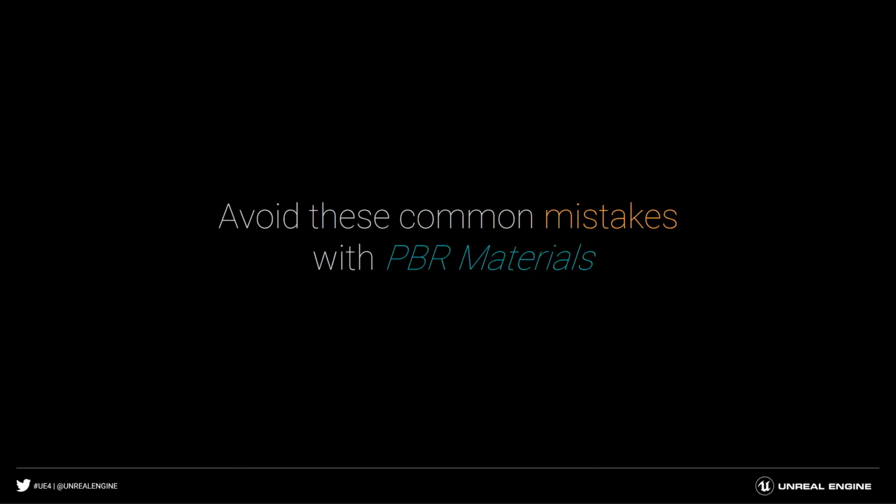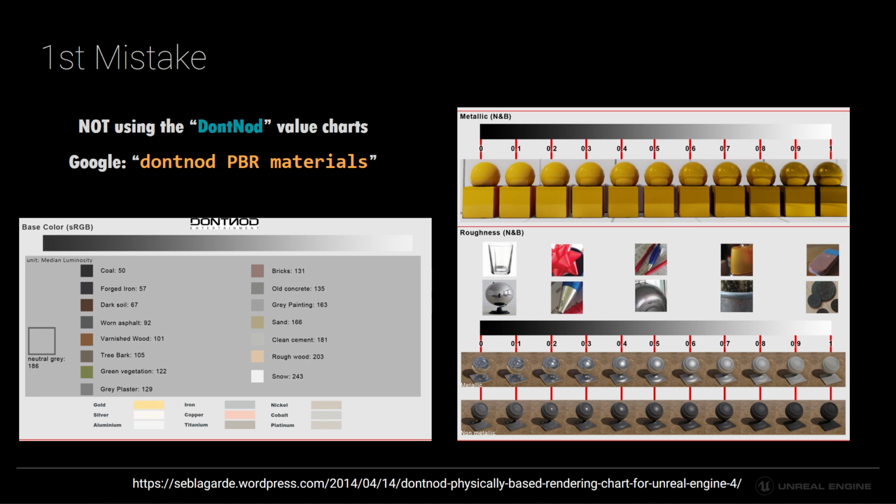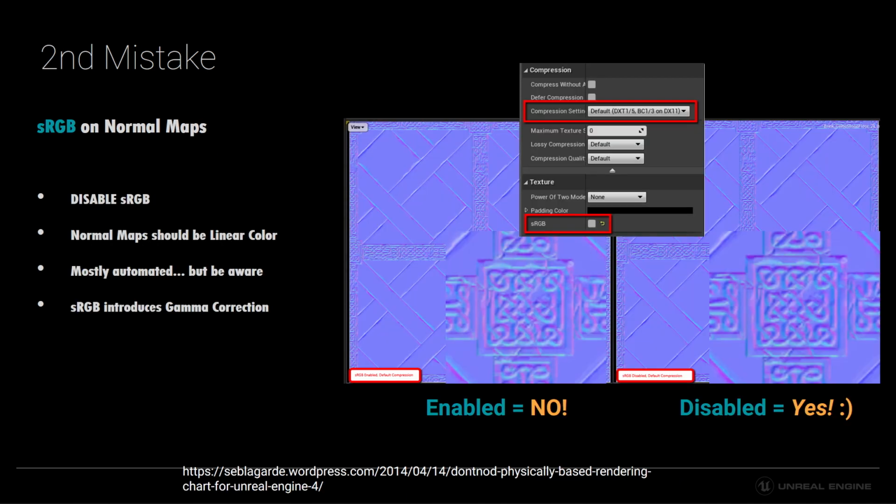So I want to go with my final tip, and that's avoiding some common PBR material mistakes. The first mistake that people make is they don't use the reference that's available to them. There's a lot of materials out there. Just go to Google and search for PBR materials. We actually reference this in our documentation. This gives you the luminance setups, the metallic setups. You don't have to reinvent the wheel when it comes to PBR materials. All the references are out there.